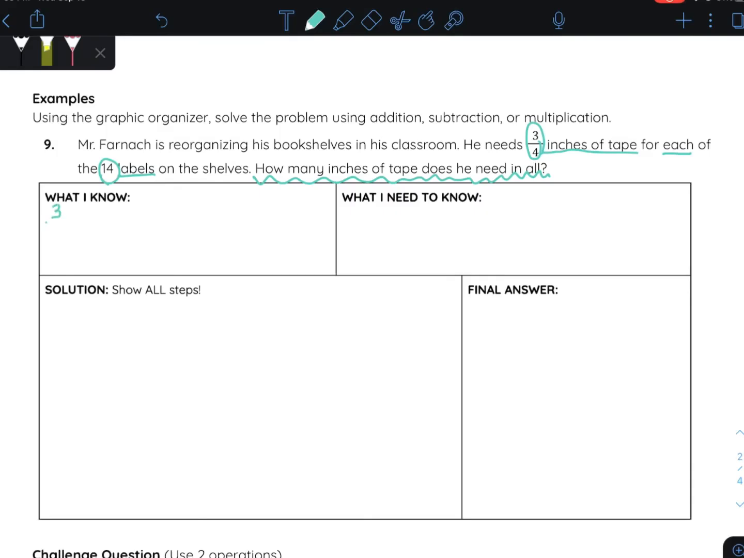So what we know: 3/4, and checking back my label says inches of tape. And we know there's 14 labels. And I missed this word here, each. It says 3/4 inches of tape for each of the labels. So I'm going to add that in, 3/4 inches of tape for each label. And now the question is to find the total number of inches of tape.